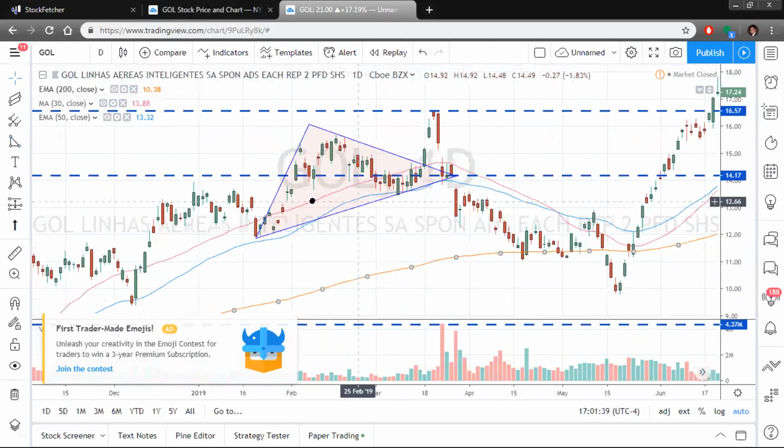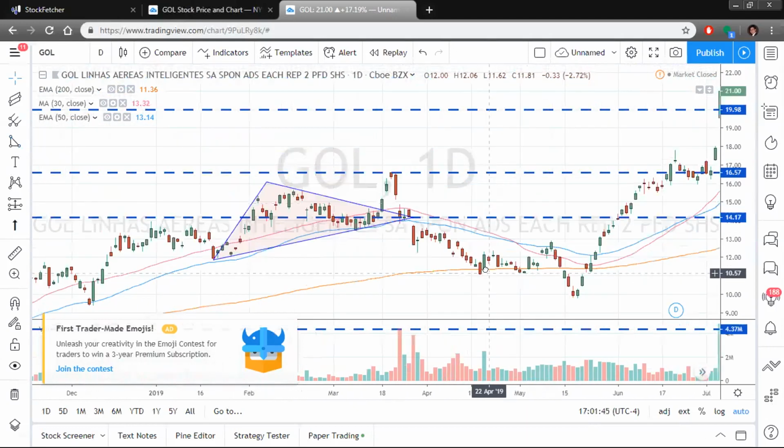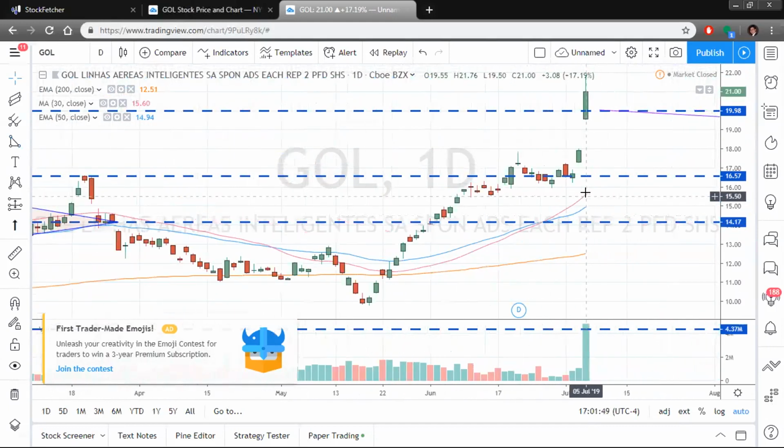Okay, so that's where you have your triangle. This one is a false breakout and a pocket pivot, and then you have a new situation here. Here you just have a small triangle.